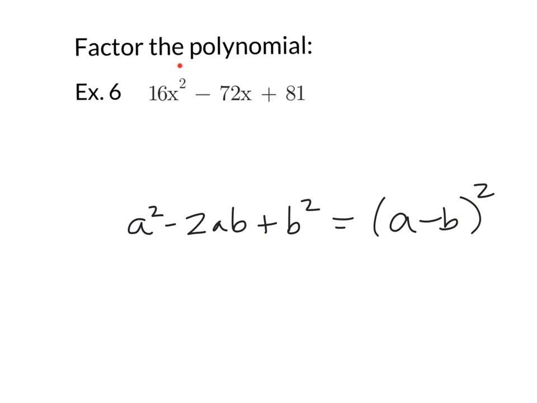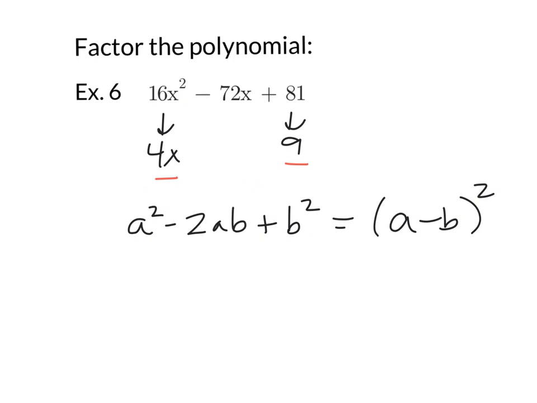If you look at the first term, 16x squared, you should recognize it as a perfect square, and its square root is 4x. And then if you look at the last term, 81, you should recognize that as a perfect square whose square root is 9. Now, if we were to take those two terms, that A and that B, multiply those together and then double them, 4x times 9 is 36. Double that result, you get 72x. So you can see how this trinomial fits this pattern.